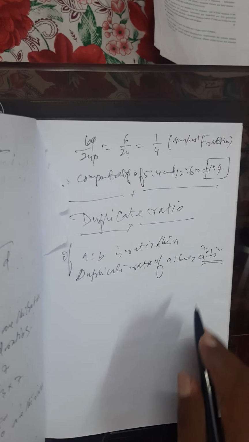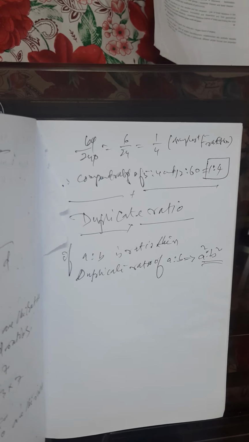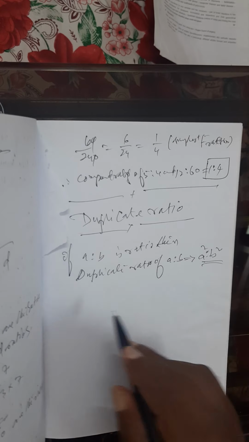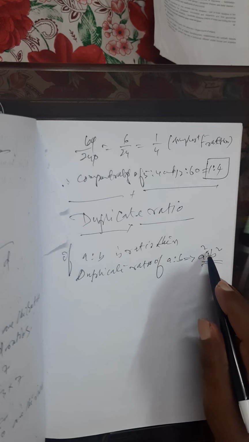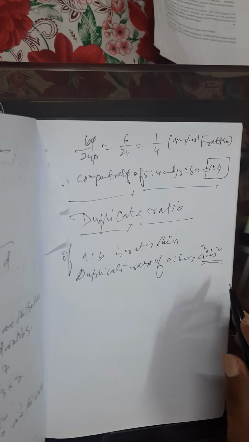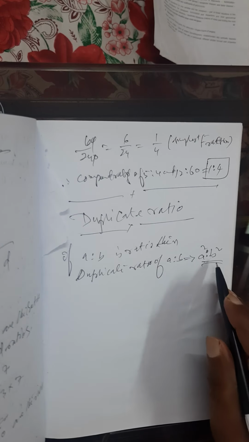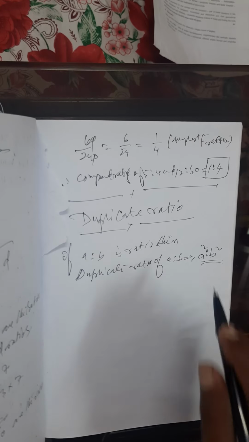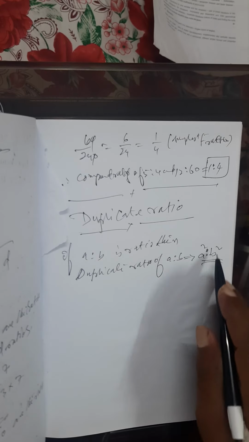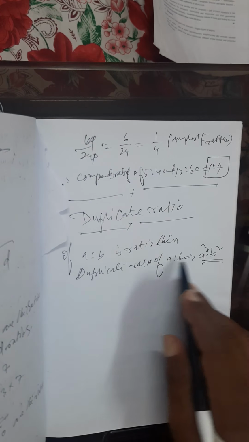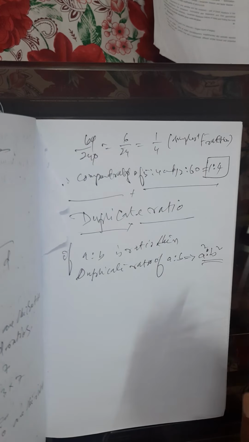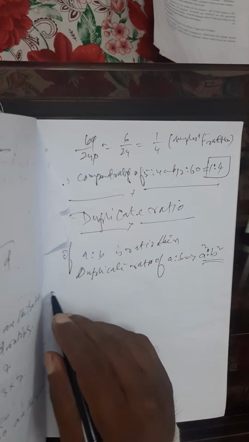Take the squares. That means the antecedent and consequent are both squared. The antecedent square is to the square of the consequent. Directly we are taking squares. So this is called the duplicate ratio of this one. AB's ratio, A square is to B square, is a duplicate ratio. Simple one. Take one question.